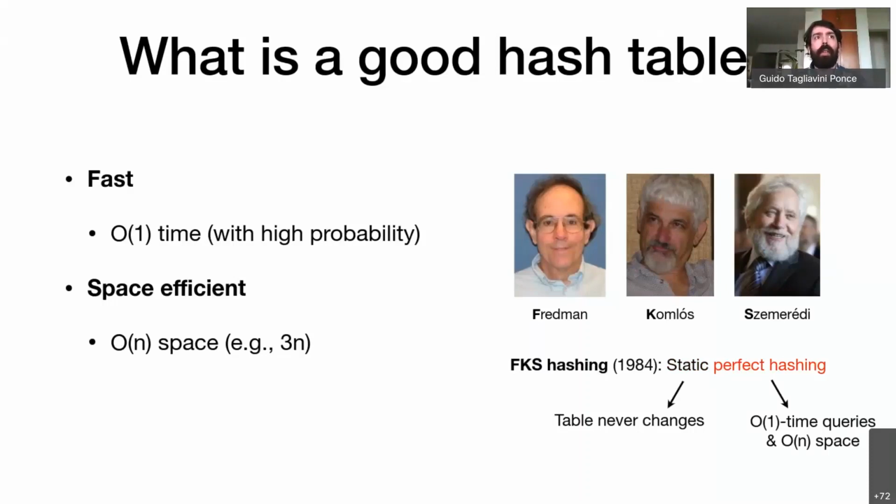So there's a problem with this definition of space efficient, which is that when n, the number of elements in your hash table, is in the orders of tens of gigabytes, then suddenly 3n space could mean that your hash table no longer fits in your memory, your RAM. And so really what we want is a tighter definition of space efficiency, which is that it uses (1 plus epsilon) n space, where epsilon is a number that approaches 0 as n goes to infinity.